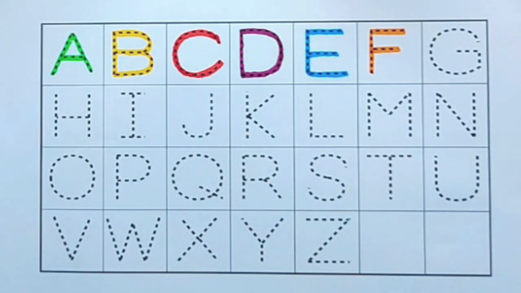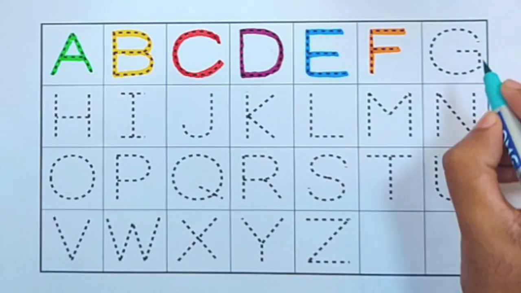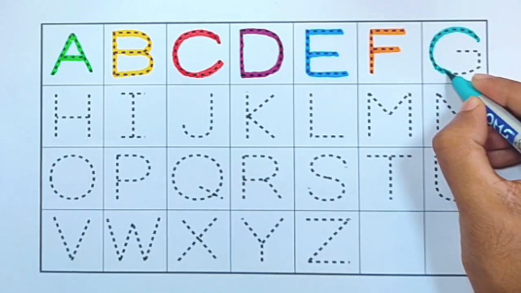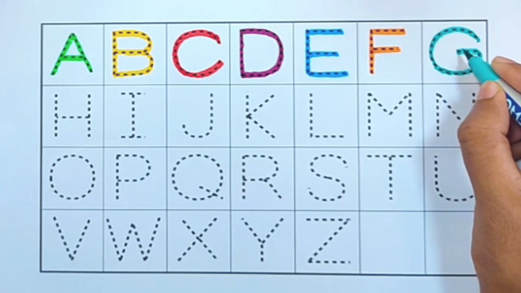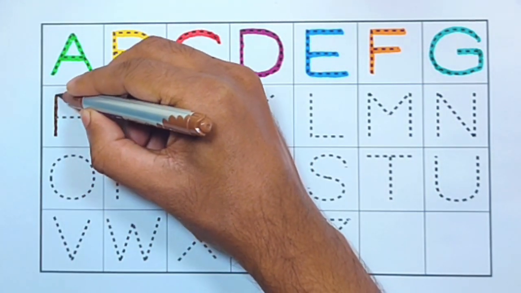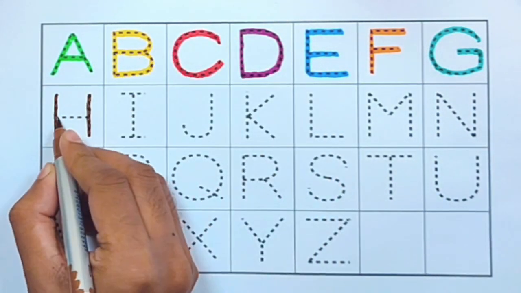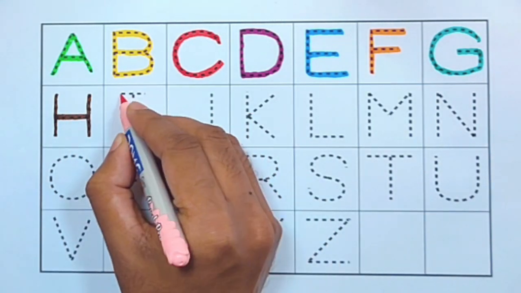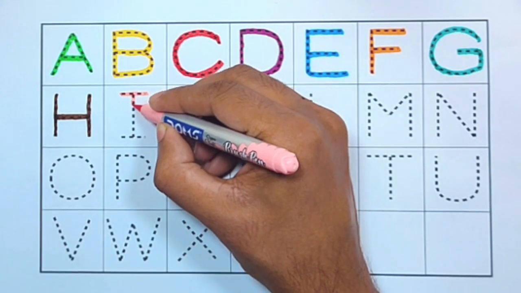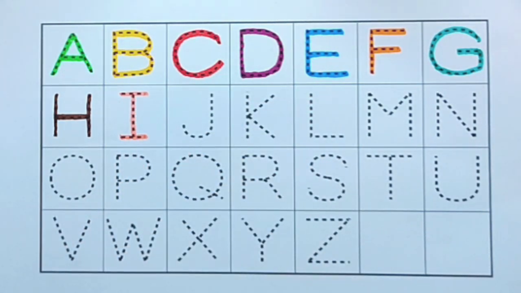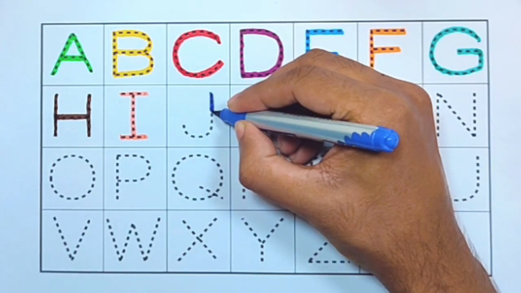F for fish. Green color. G for grapes. Brown color. H for hand. Light pink color. I for ice cream. Blue color.